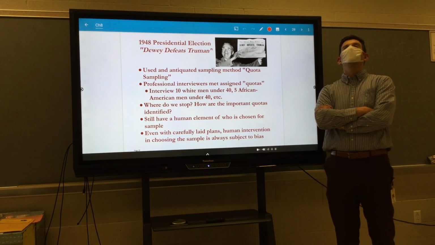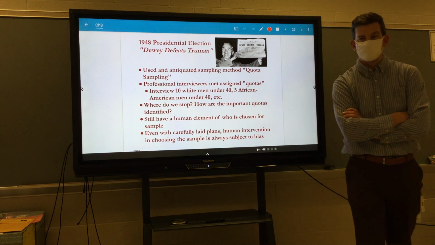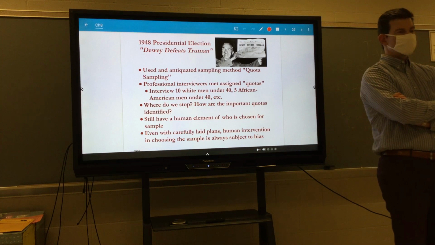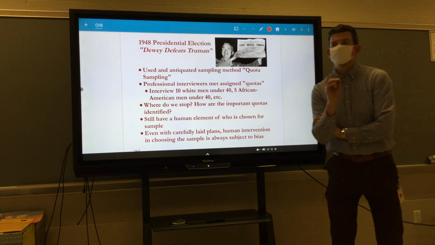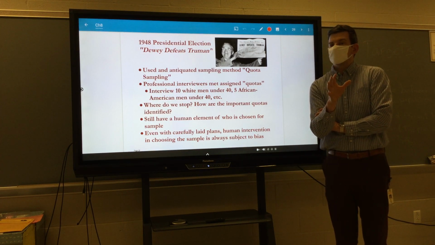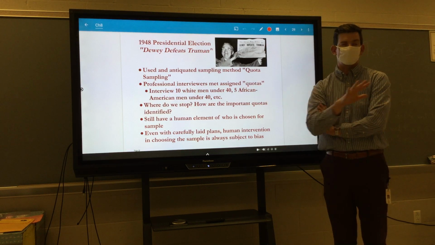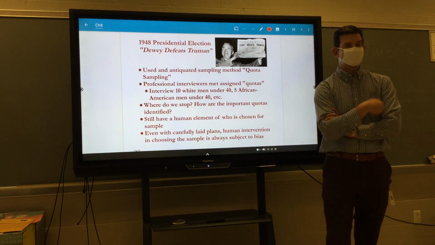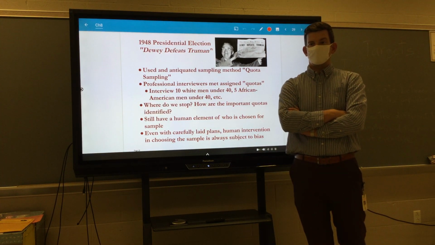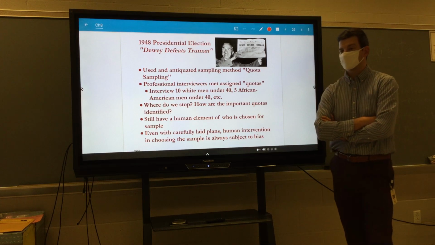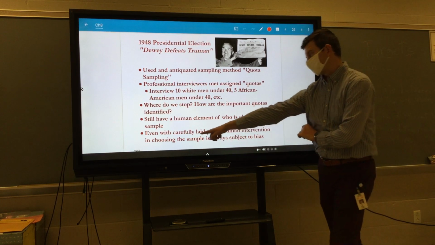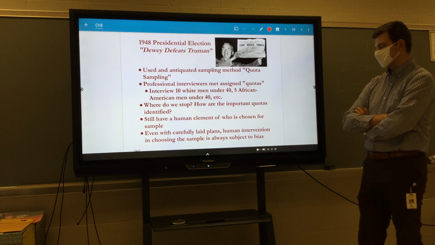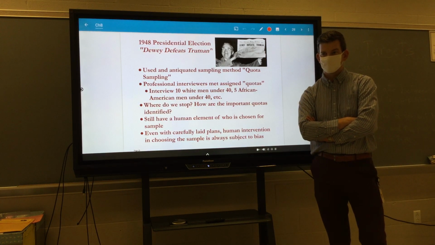Okay. We said that we're putting a lot of faith into the randomization. That mathematically, based off the rules of probability, the randomization should take care of it. It should balance it out across the big picture. That's why it's so important that your sample size is large enough, because you're putting so much faith in the randomization. Even with carefully laid plans, human intervention in choosing the sample is always subject to bias.